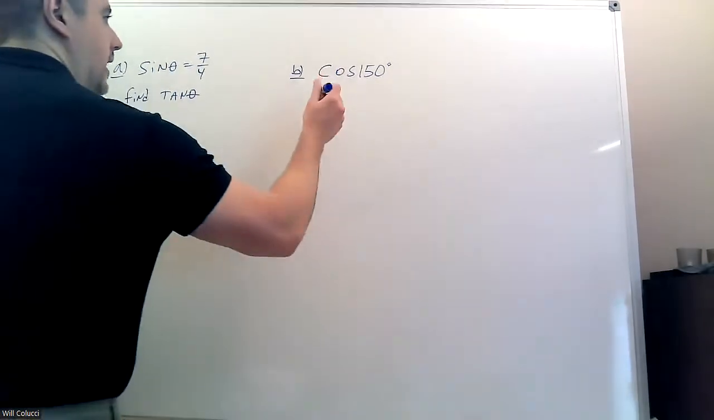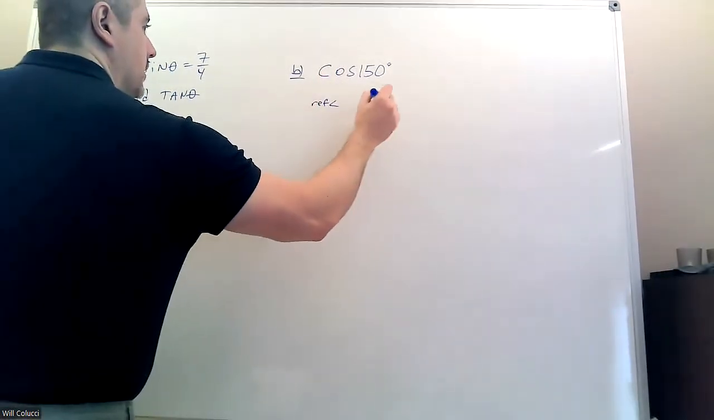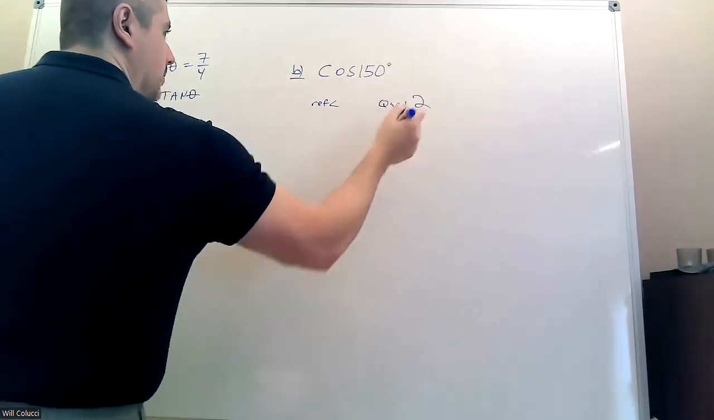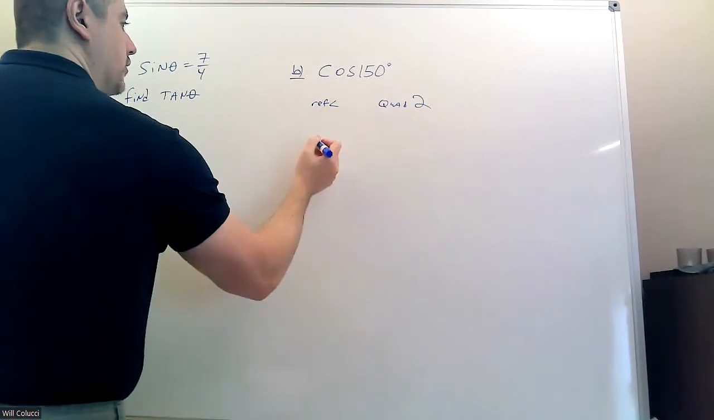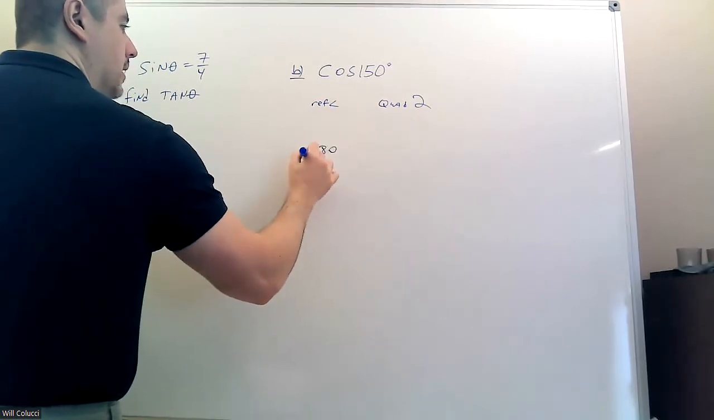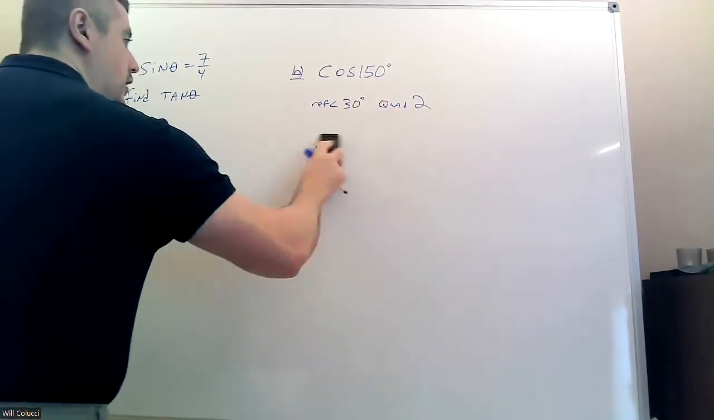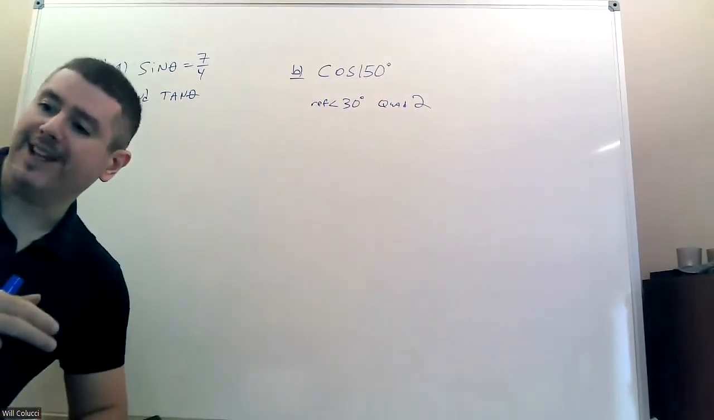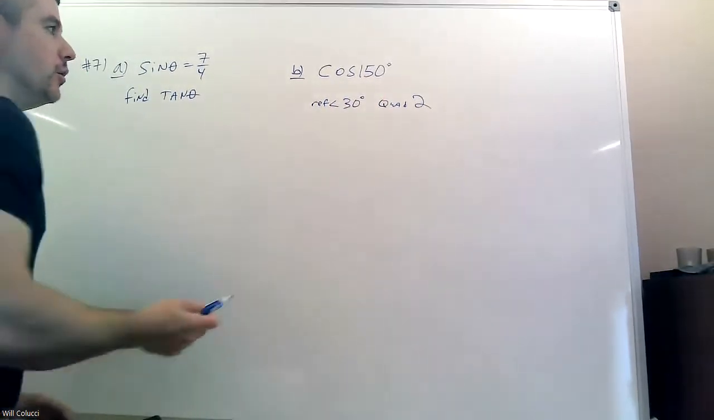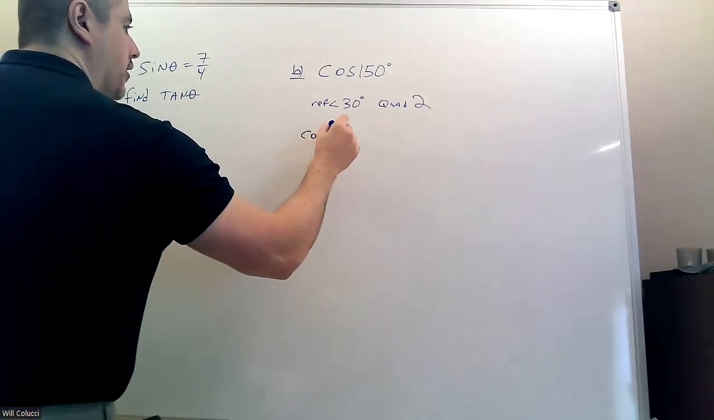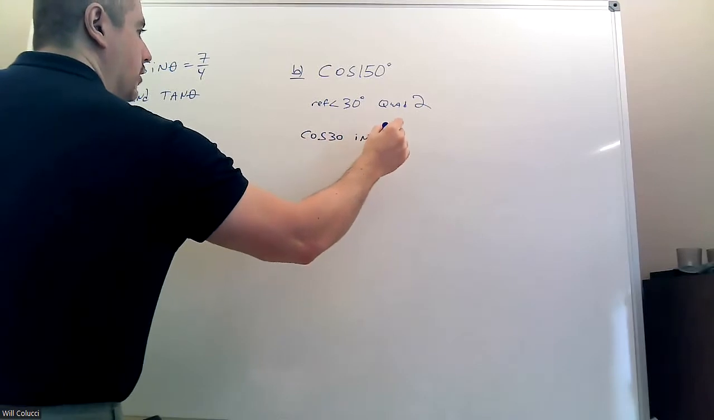So you just need 2 things: you need a reference angle and you need a quad. Now, 150 happens to land in quad 2. And the reference for this, you just do 180 take away 150, so it's 30 degrees. 30 degrees in quadrant 2 is equivalent to 150. So you would look on that chart. So basically you're doing the cosine of 30 in quad 2.